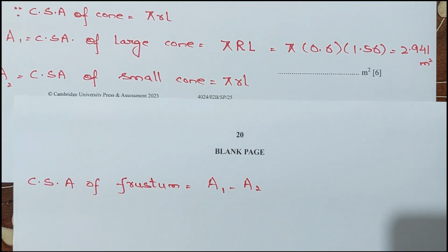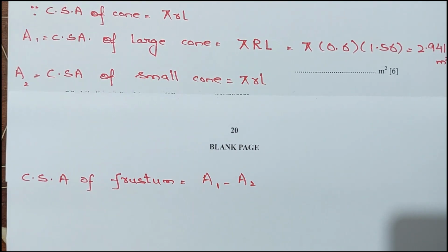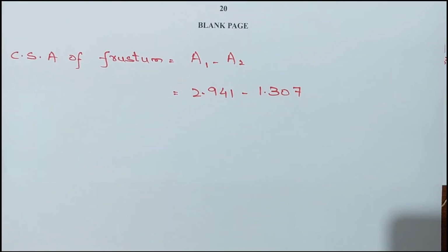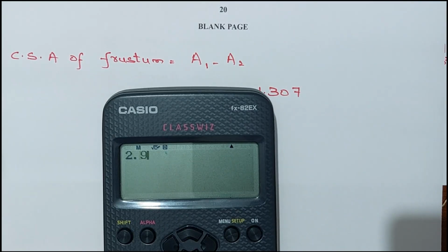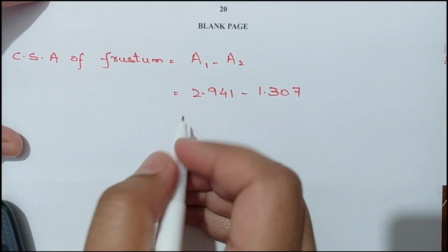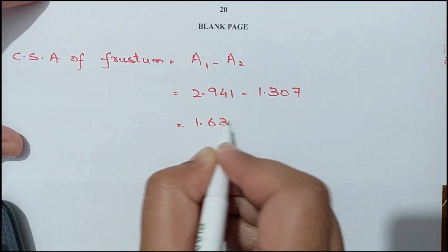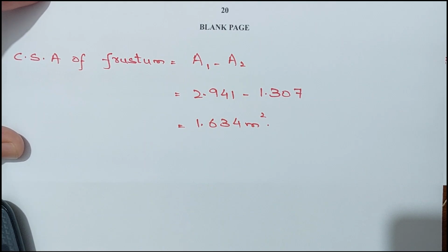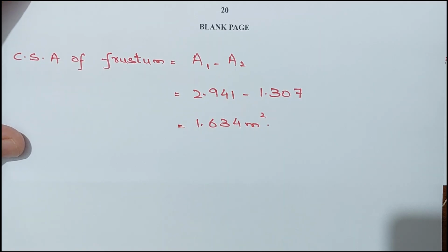Let me use it. So this would be equal to 2.941 subtract 1.307. Okay, 2.941 minus 1.307 is 1.634. So 1.634 meters square. That would be the curved surface area of the frustum, right?